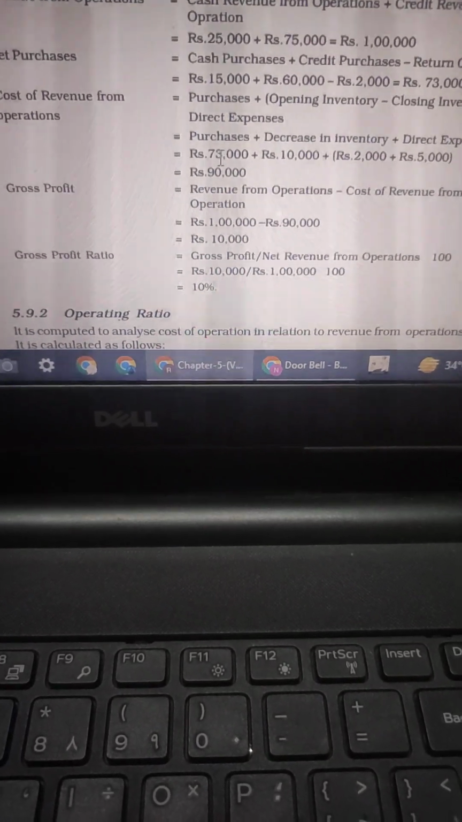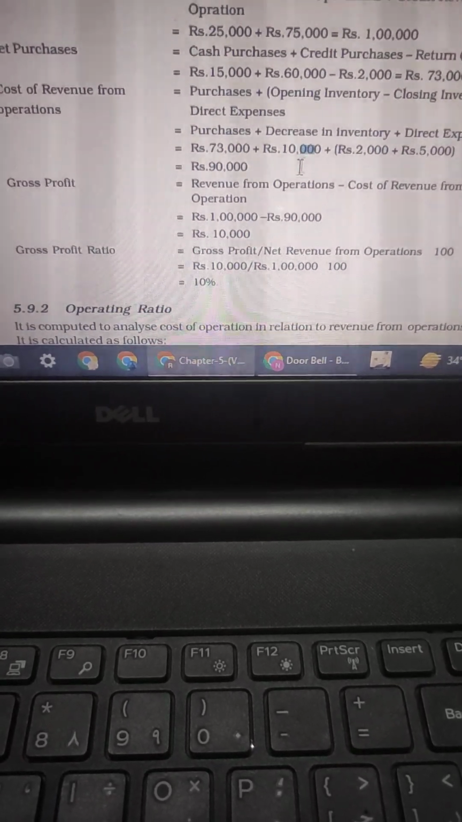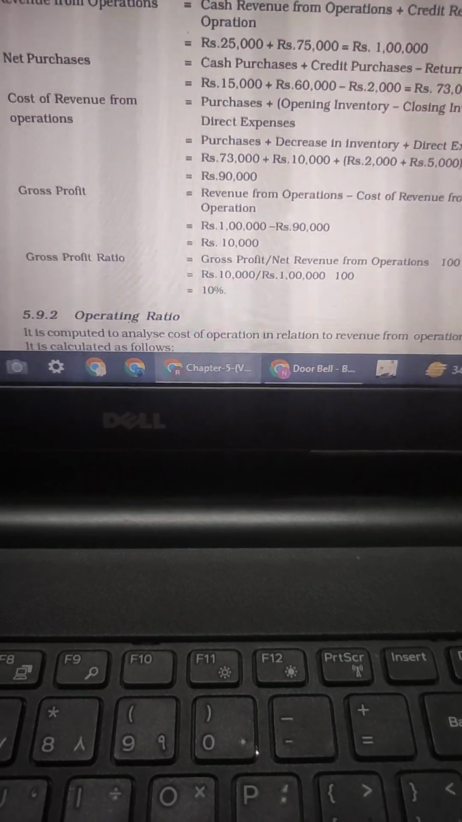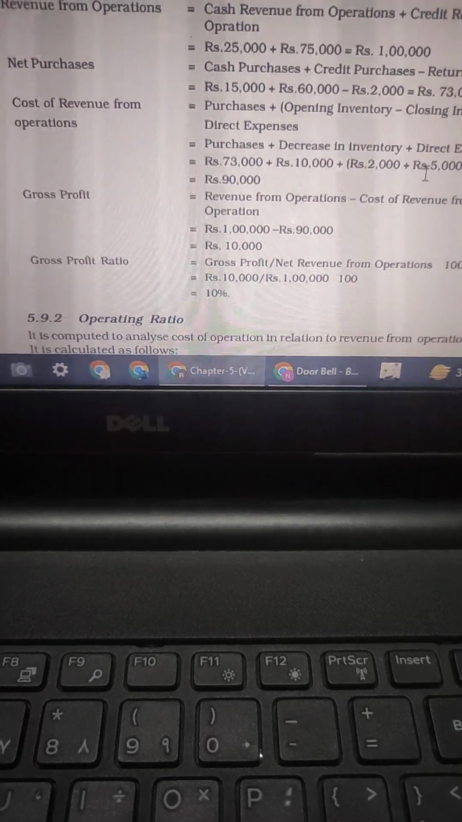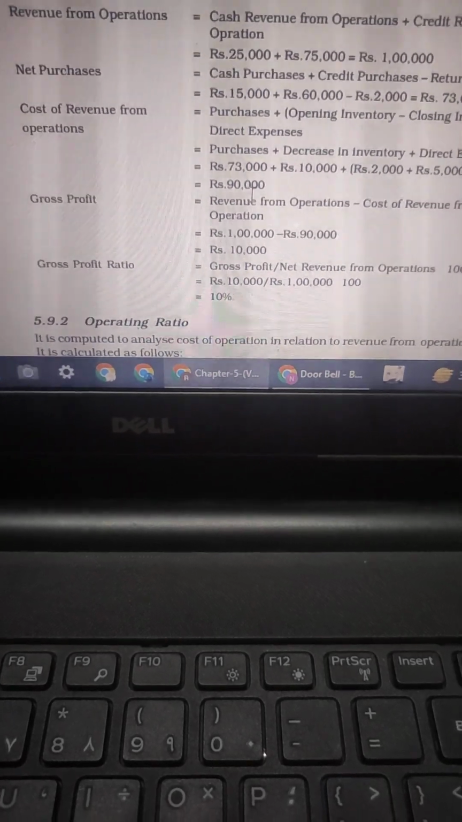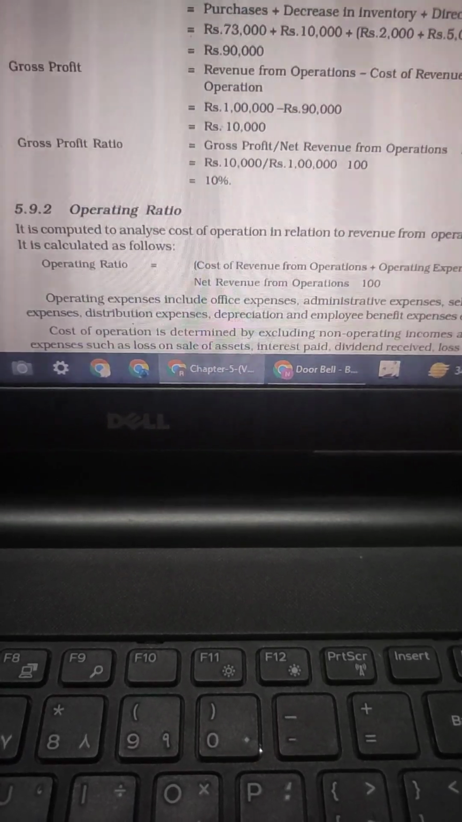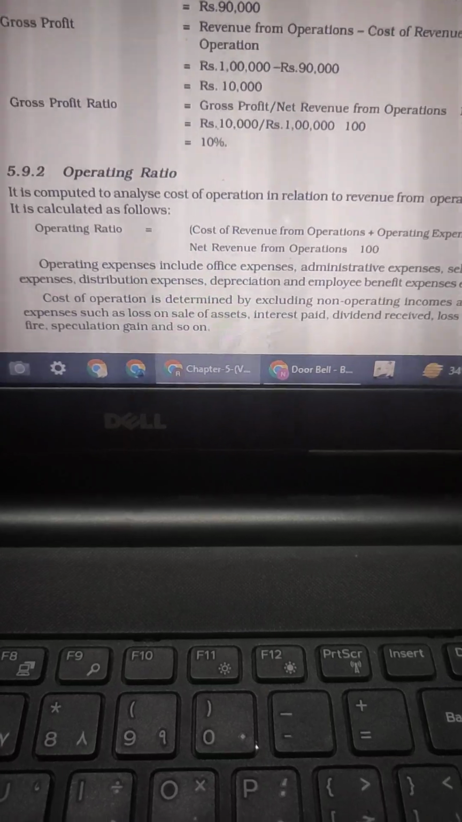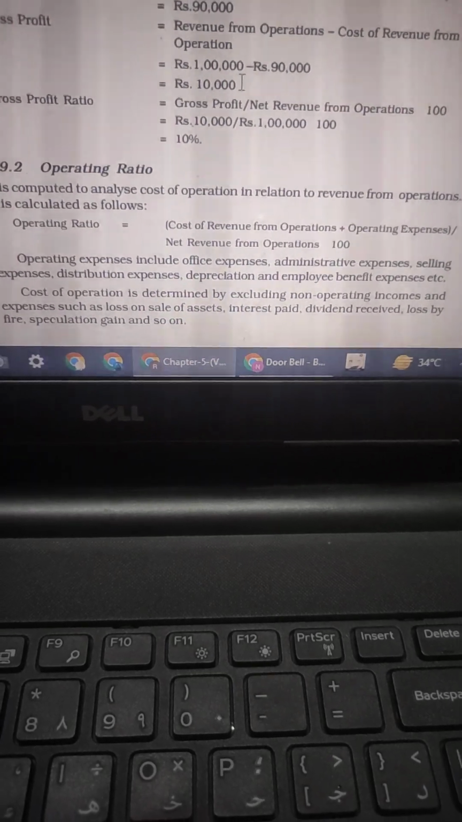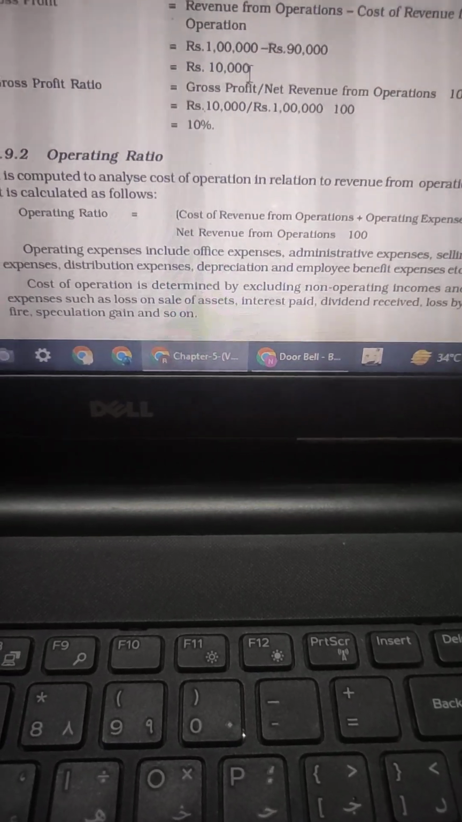So purchases we have already calculated, the amount is 73,000. Decrease in inventory is 10,000, and the direct expenses, that is carriage inwards and wages, are 2,000 plus 5,000. The net amount will be 90,000. Then the gross profit formula is revenue from operations minus cost of revenue from operations. Revenue from operations we have already found out, 1 lakh, minus cost of revenue from operations 90,000. So the net amount will be 10,000.